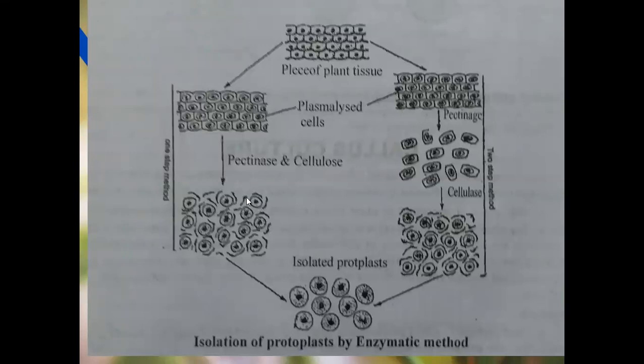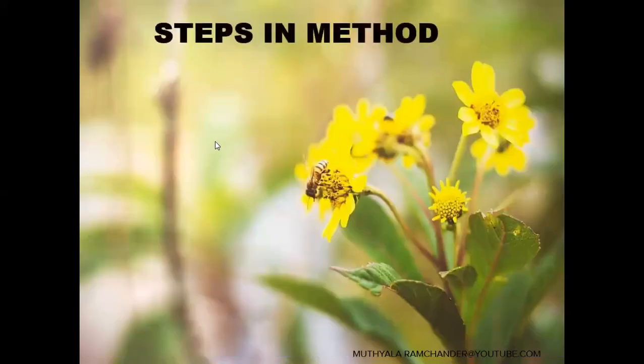In this enzymatic method, we isolate a large quantity of protoplast. See, all protoplasts are in healthy condition. Finally, we isolated the protoplasts, and they are taken in the Petri dish. See, it is the main theme of the enzymatic method for the isolation of protoplast, and these are the steps in the method.